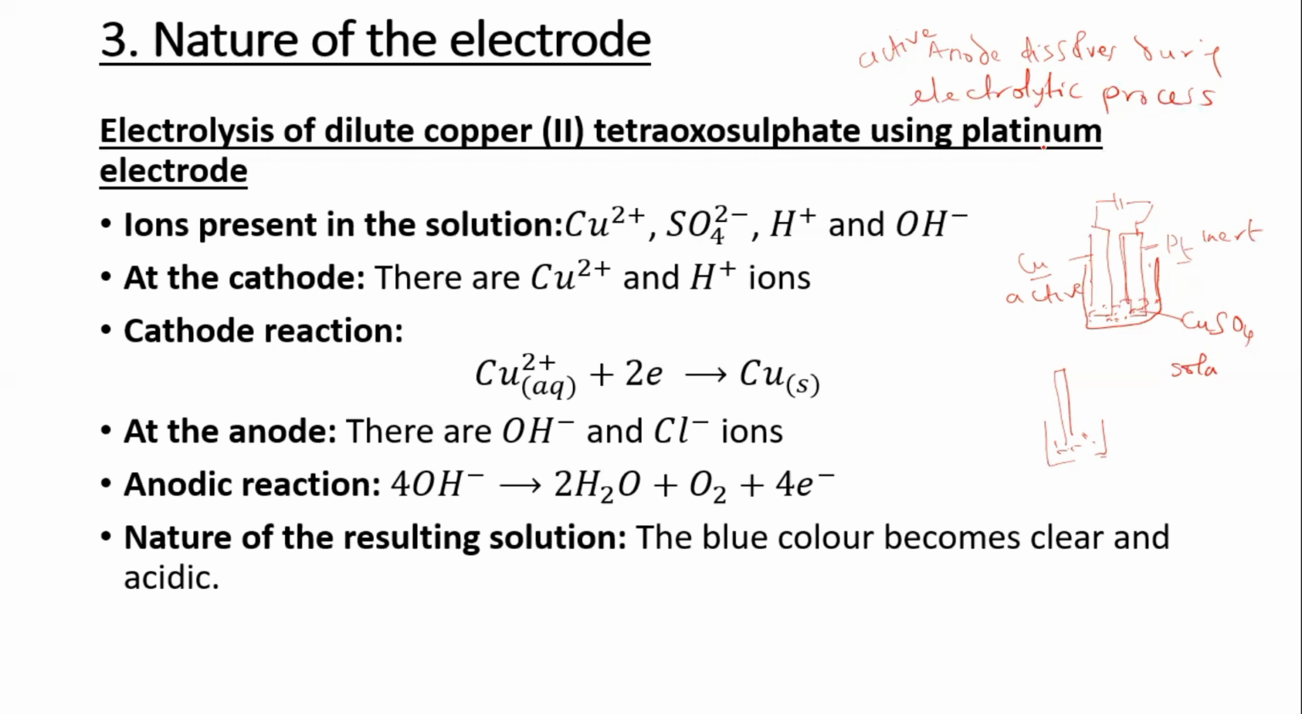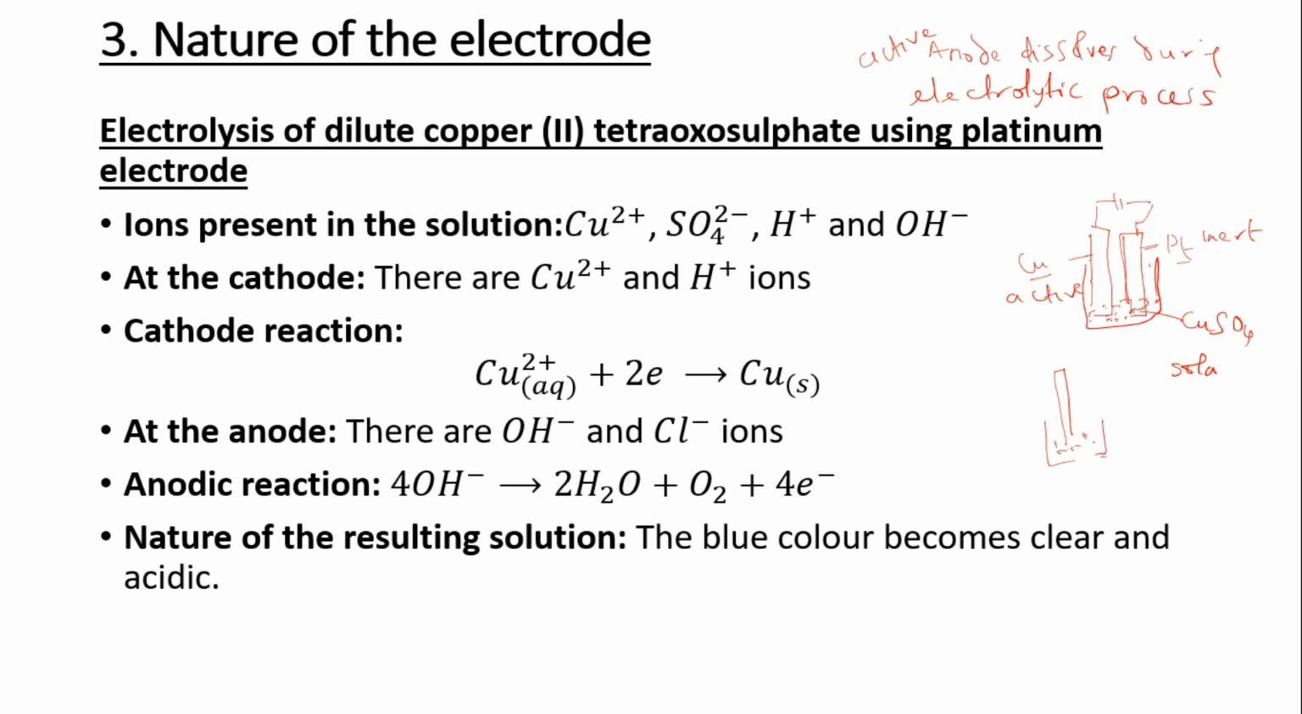Now, let's talk about a very popular example. That's when you're talking about the electrolysis of dilute copper sulfate solution using platinum electrodes and when you're using copper electrodes. Now, let's talk about the case whereby both the cathode and the anode are platinum.